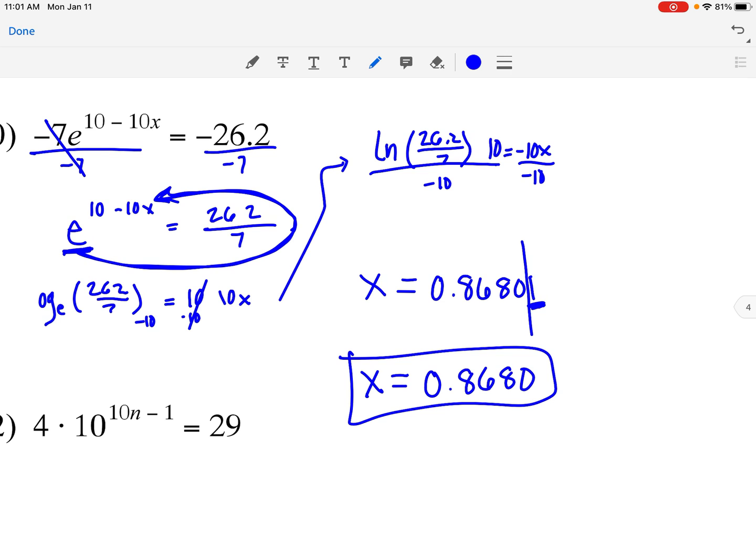And I don't have to check this one either because my original did not include a logarithm.